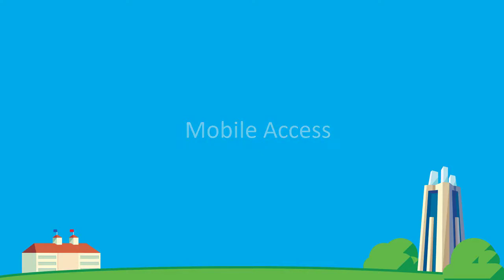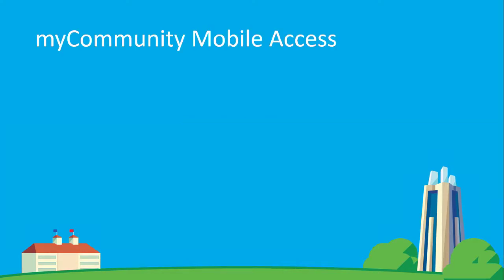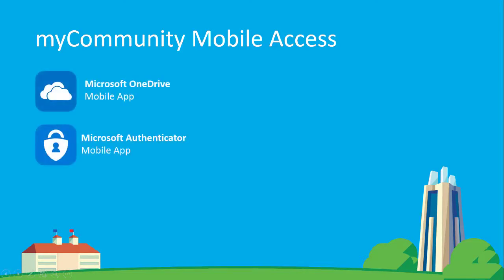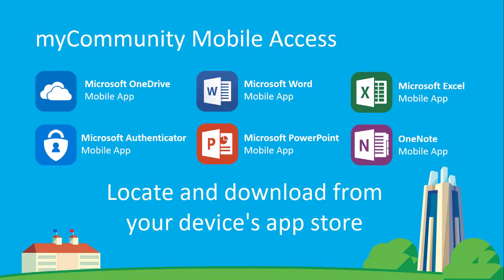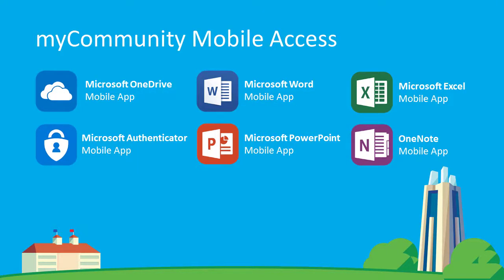You can download and use any of the Microsoft mobile apps. You can open existing files stored in OneDrive for Business or create new files stored in OneDrive for Business from the OneDrive, Word, PowerPoint, Excel, and OneNote apps. You can locate and download each of the Microsoft apps from your device's App Store. In addition to the apps you'd like to use, you will also need to download the Microsoft Authenticator app. You will not need to log into this app, but instead simply have it installed on your device.